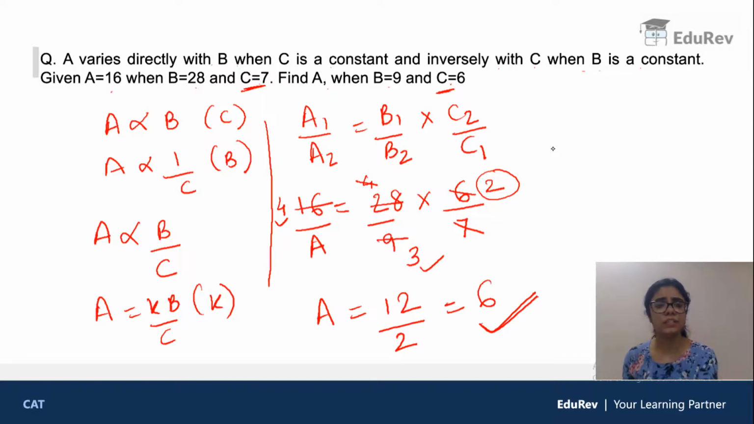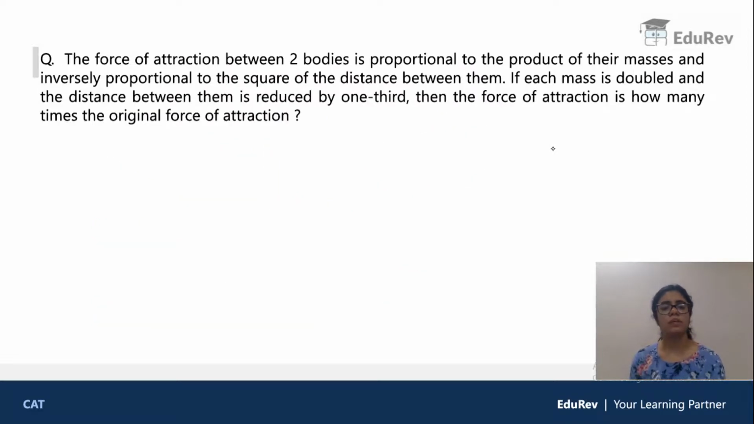Now let's look at the next question. What does it say? The force of attraction between two bodies is proportional to the product of their masses and inversely proportional to the square of the distance between them. If each mass is doubled and the distance between them is reduced by 1/3, then the force of attraction is how many times the original force of attraction?